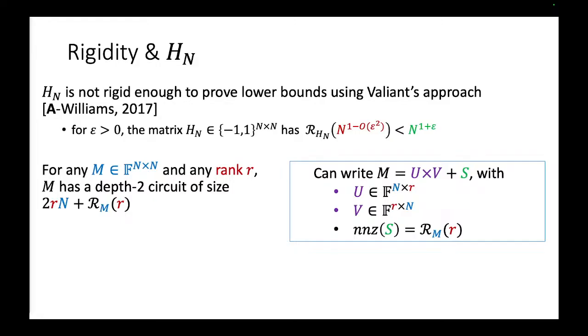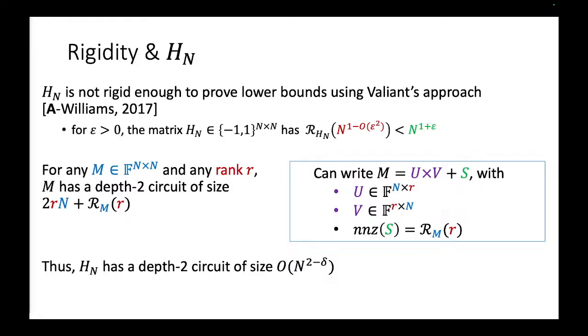And you can immediately see this as a depth 2 circuit: U times V is a depth 2 circuit of size 2nR, and S is a sparse matrix. It's a depth 1 circuit of size the rigidity. So you have this, and then you balance it over R. As you increase R, 2nR gets bigger, of course, and the rank R rigidity gets smaller because your target rank is bigger, so you don't have to change as many entries to get to it. So you optimize over R, and you get some upper bound on the depth 2 circuit size.